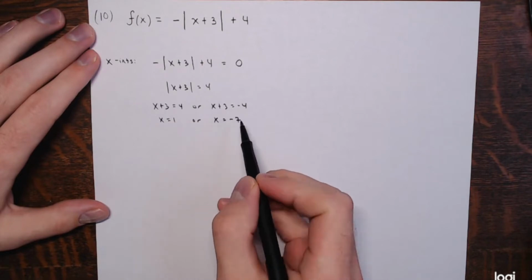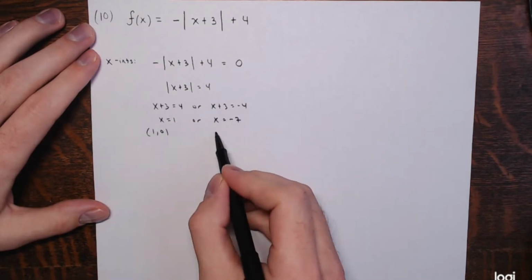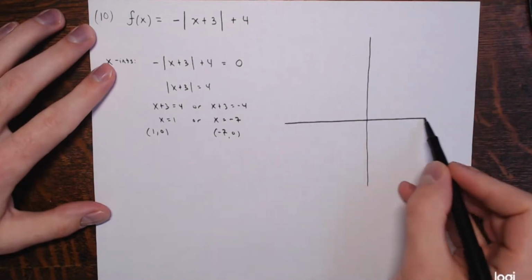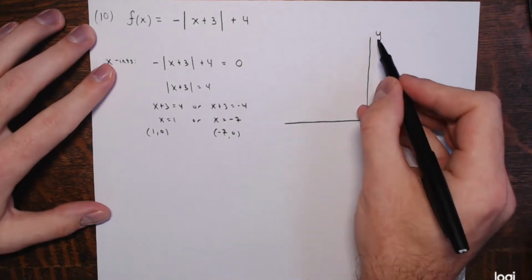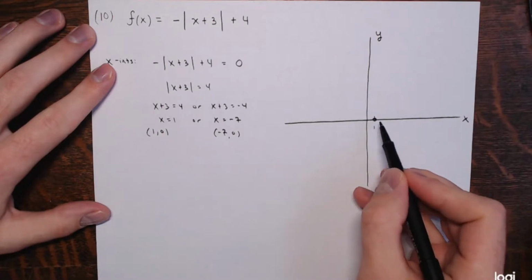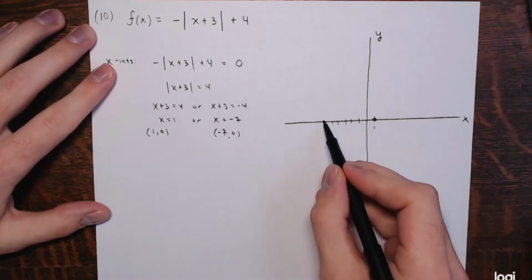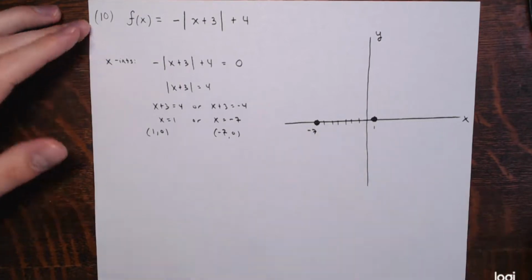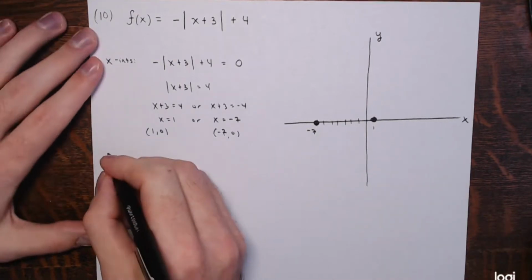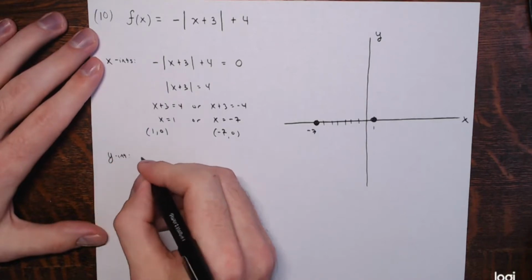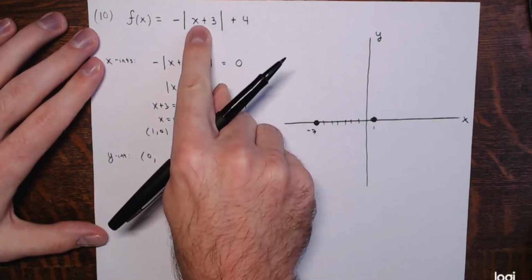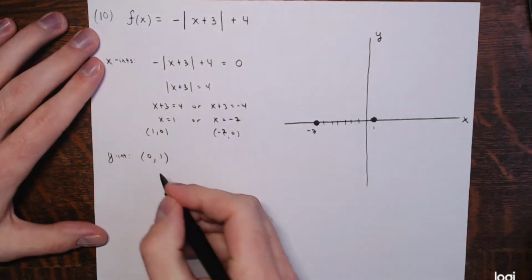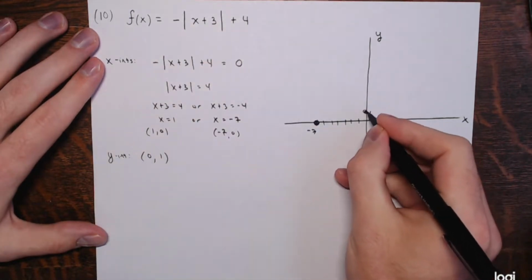So my x-intercepts are 1, 0, and negative 7, 0. And some rough sketches here. So 1, 0 and negative 7, 0. Again, very, very rough. Then the y-intercept, again, very simple. Just plug in 0 for x. If I do that, this will be 3, but then you have negative, so negative 3 plus 4 is 1. So 0, 1 will be the y-intercept.